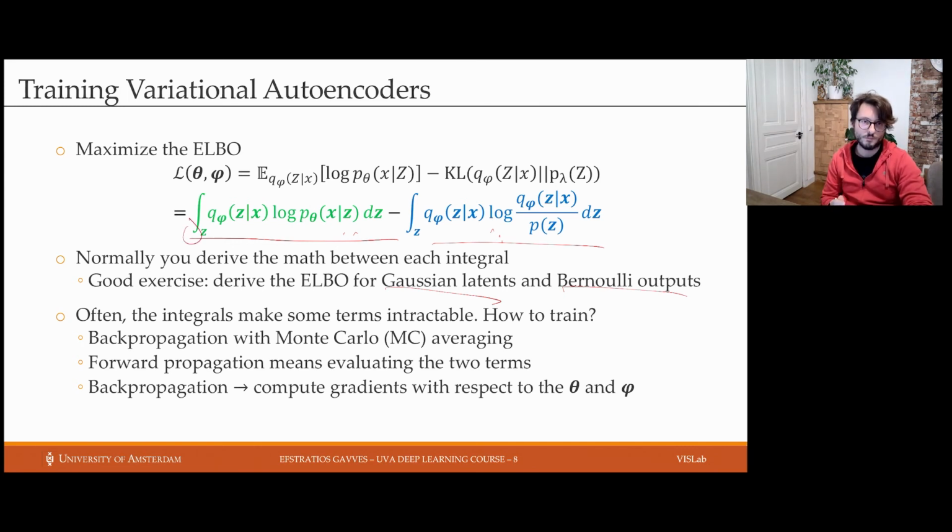After all, we have latent spaces Z that are huge, so what we typically do is resort to Monte Carlo averaging, which can couple well with backpropagation. So we can still use backpropagation for our neural networks, and Monte Carlo averaging to average over our latent space to marginalize out our latent space Z. In that case, forward propagation means computing these two terms, and backpropagation means computing the gradients of the ELBO with respect to our parameters theta and phi.